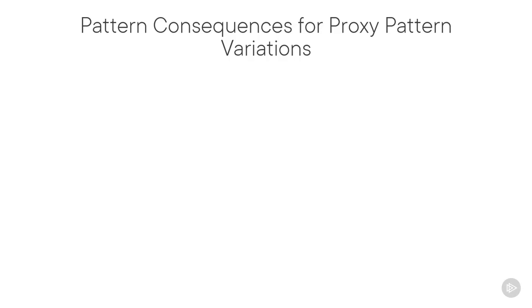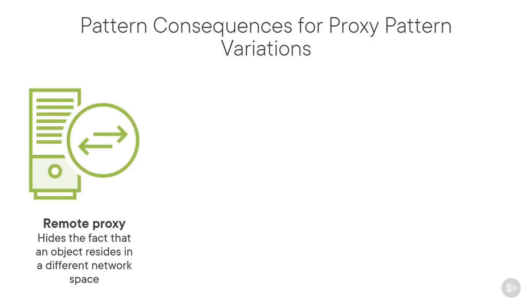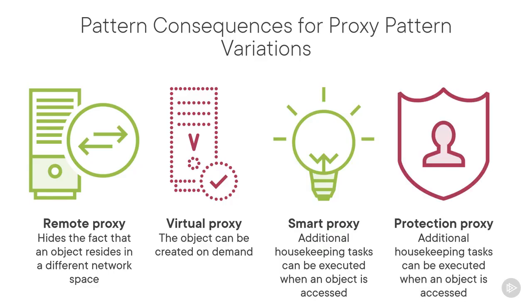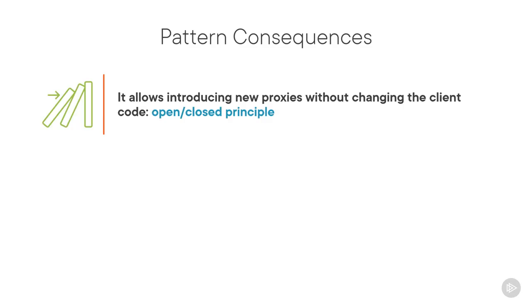What this pattern does is introduce a small layer or wrapper between a client and the actual object. The consequences from that, again, vary depending on the proxy type. For a remote proxy, a consequence is that the proxy hides the fact that an object resides in a different network space. For a virtual proxy, a consequence is that an object can be created on demand. And for protection and smart proxies, a consequence is that additional housekeeping tasks can be executed whenever an object is accessed. As a general consequence, the pattern allows introducing new proxies without changing the client code.